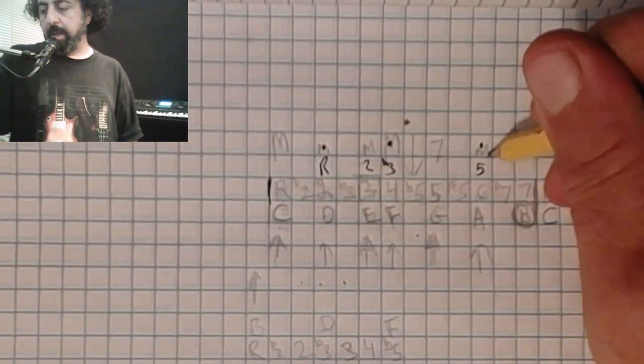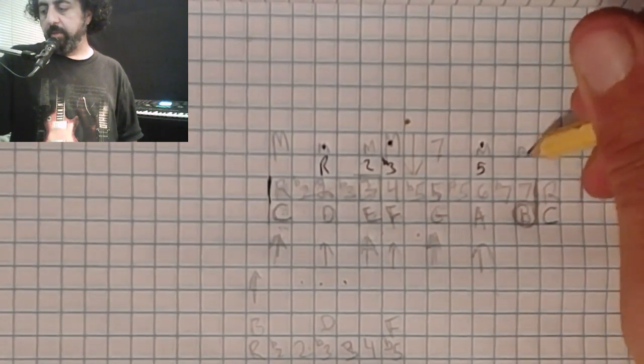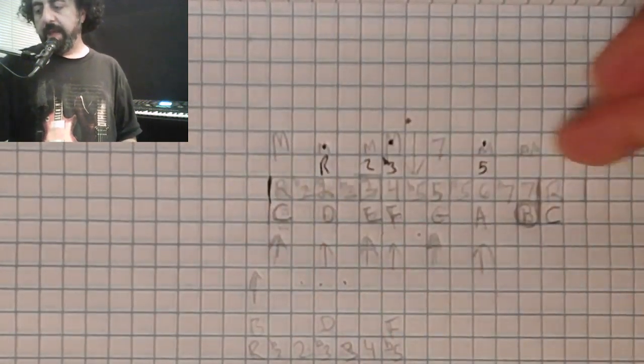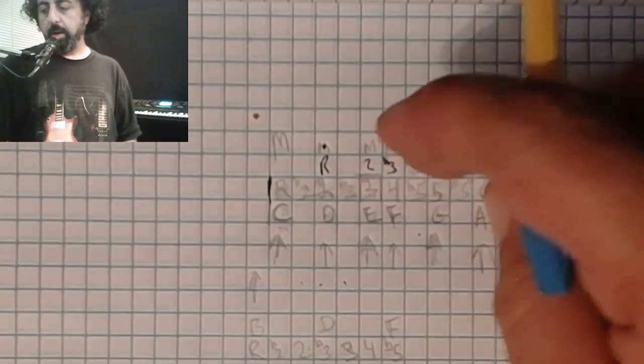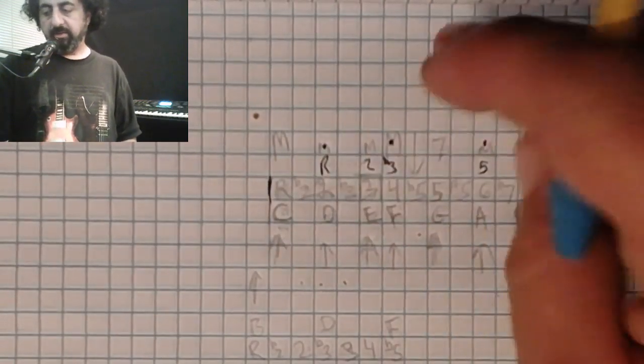Then we can have a small m here for minor, and then a dim here for diminished. And that little note will give you the idea about what you can expect out of each chord.